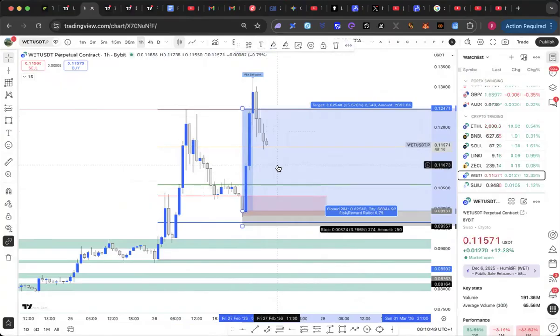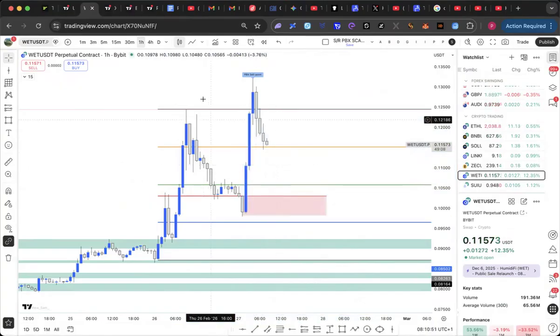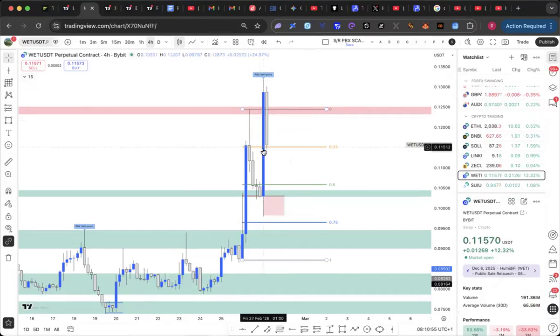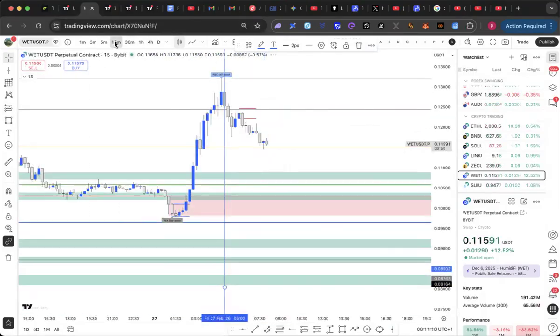Okay, so let's look at this signal now. Let's go to 4 hours first. Did it give the signal on 4 hours? Okay, it gave it on 4 hours. This is crazily large. But since it gave it on 4 hours, let's do something. Let's go to 15 minutes.